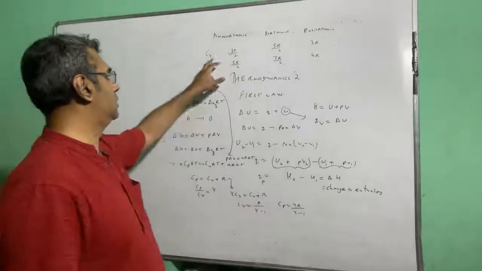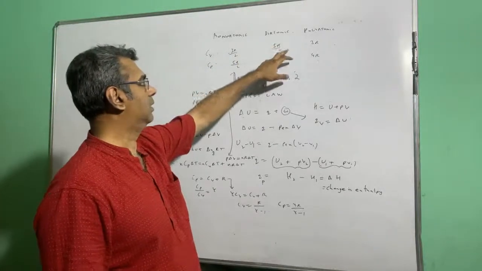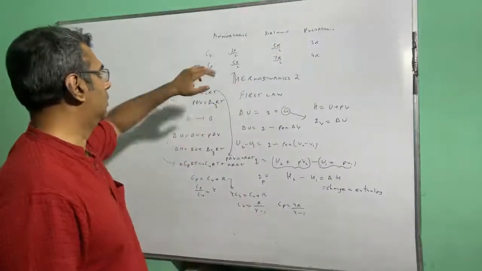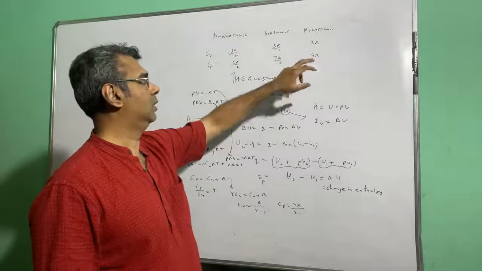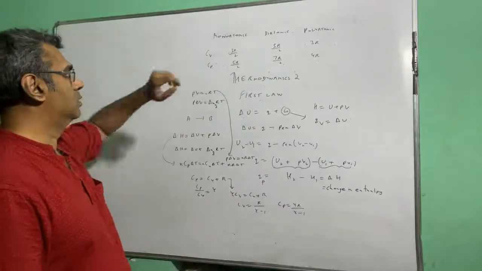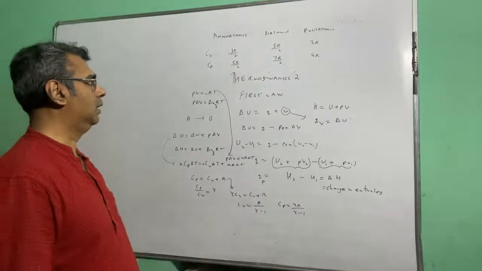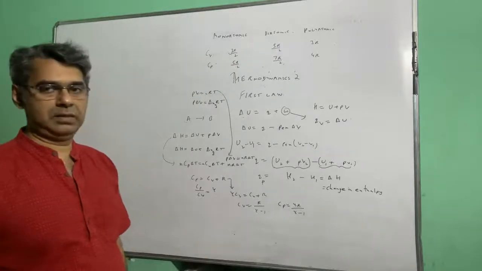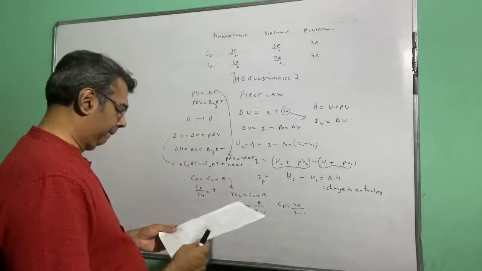For monoatomic, Cv is 3R by 2, for diatomic 5R by 2, polyatomic 3R. For monoatomic, Cp is 5R by 2, diatomic 7R by 2, and polyatomic is 4R. So these are the values of Cv and Cp for mono, di, and polyatomic gases, right? Okay.